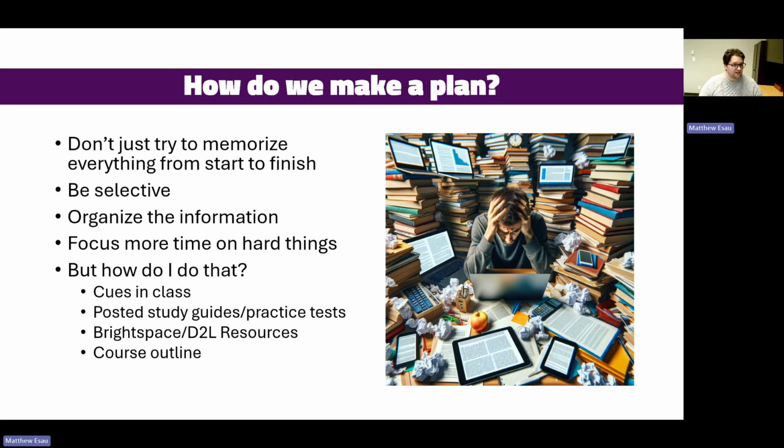Another underrated method is to just ask. Oftentimes, if you're struggling to figure out what's important and what the main themes are, asking your instructor can help to get them to pull those out for you. And a really underutilized tool is the course outline. A lot of people don't realize how much good information is in the course outline.